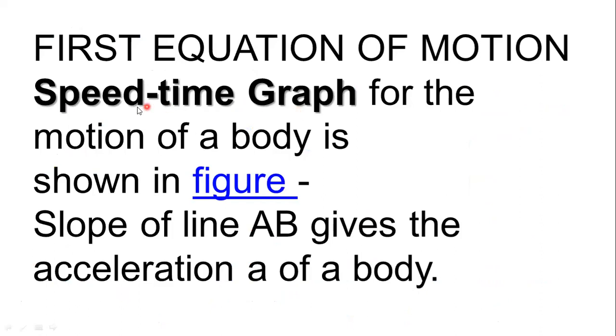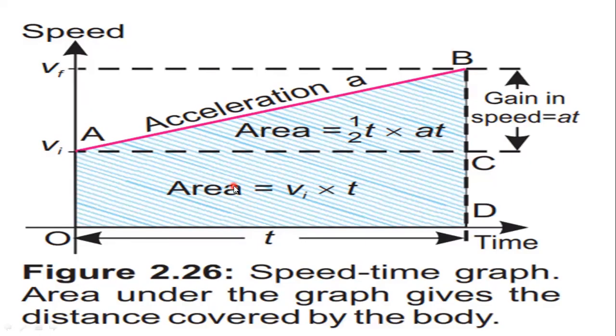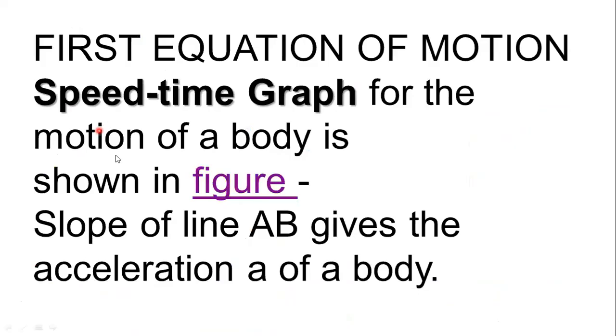The speed time graph for the motion of a body is shown in the figure. Which figure? Look at this. This was the figure. So this figure is the basic one to prove any equation. As we have seen in the first equation of motion, which is representing the motion of a body shown in the figure, the slope of the line AB gives the acceleration of the body. That line was tilting upward, going upward. That's an increase in the speed or the velocity of the body, which is represented by acceleration. I am sure that you are getting me.